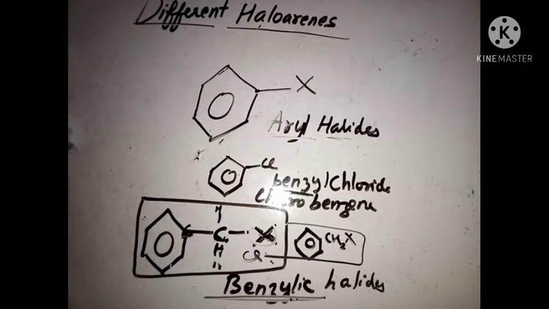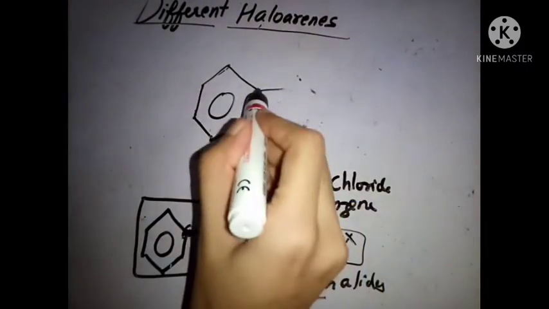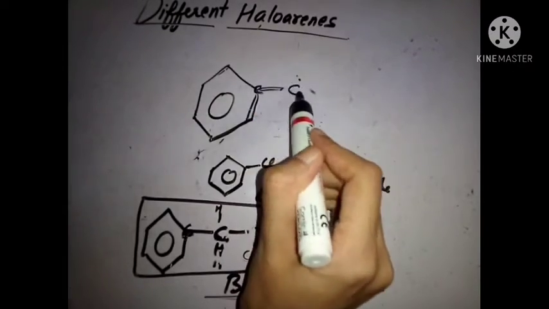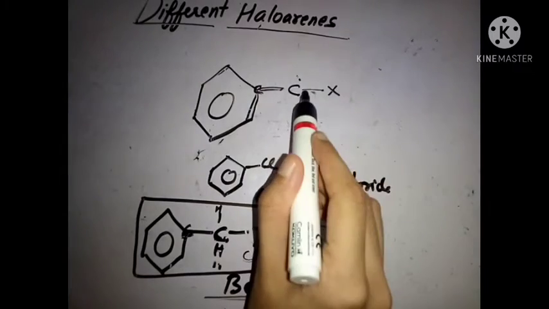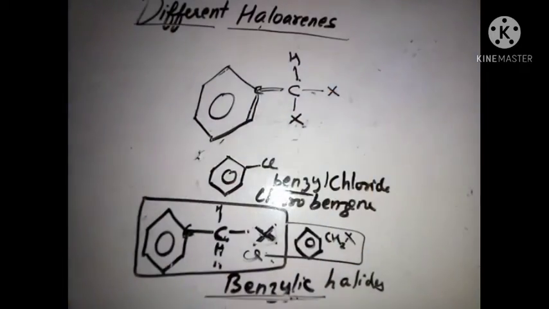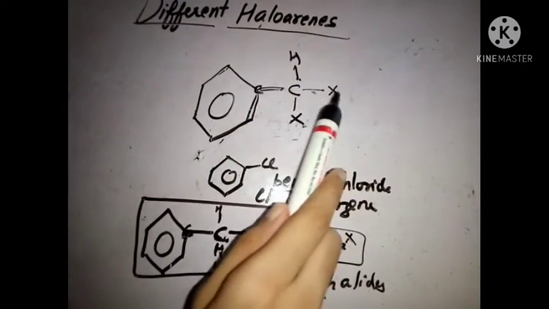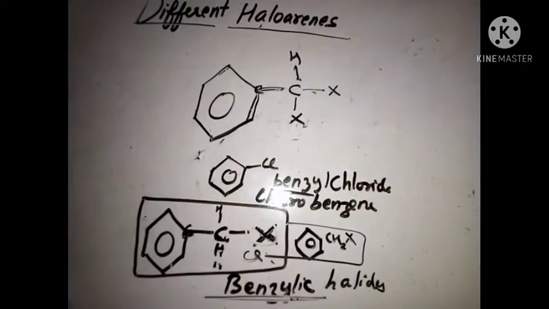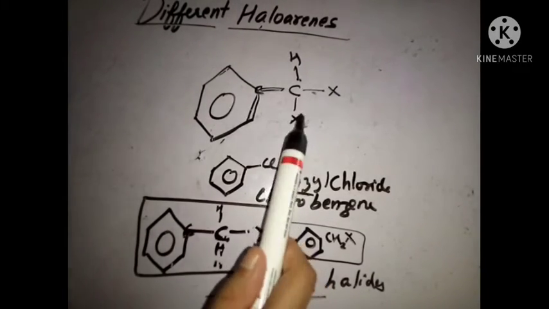Now let us see another haloarene. There is a benzene ring and its carbon is attached to another carbon, but two valencies of that carbon are satisfied by halogen, only one is left with hydrogen. That means C6H5CH and X2, halogen. Two halogens have come here; earlier there were two hydrogens and one halogen. Haloarenes of this type are known as benzyl halides.